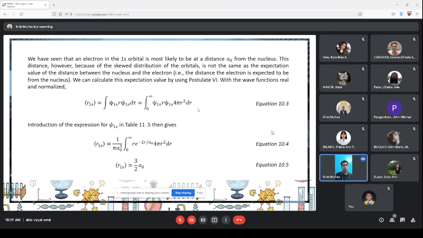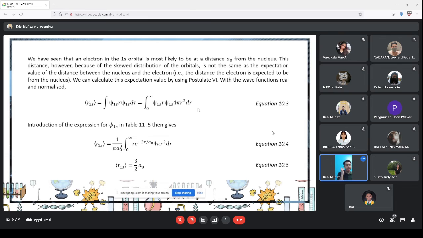Yeah, because of the skewed distribution of the orbitals, this distance is not the same as the expectation value of the distance between the nucleus and the electron. So, which is the distance the electron is expected to be from the nucleus. We can calculate this expectation value by using postulate number 6 with the wave functions real and normalized.